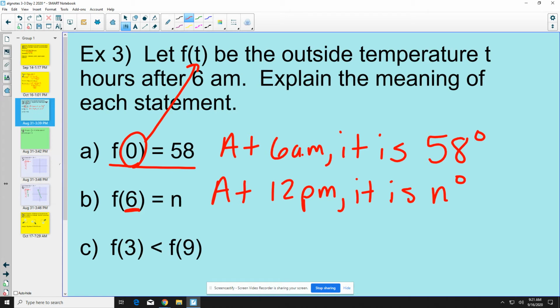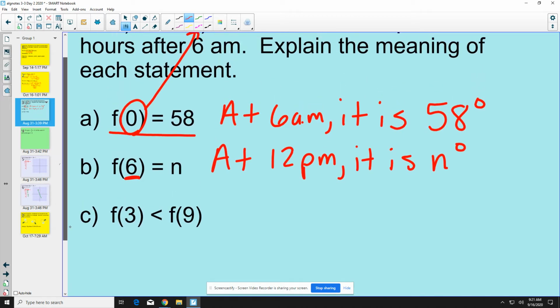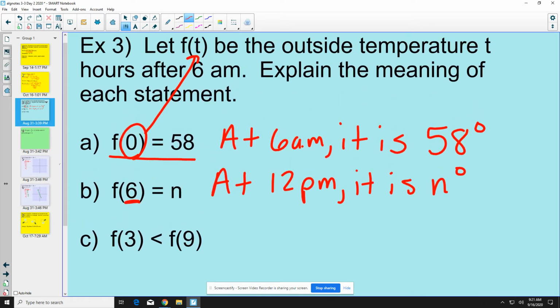All right, you try 3C. So in your notebook, try to write what f of 3 is less than f of 9 means. Pause the video now, write a sentence. When you get done, hit play.